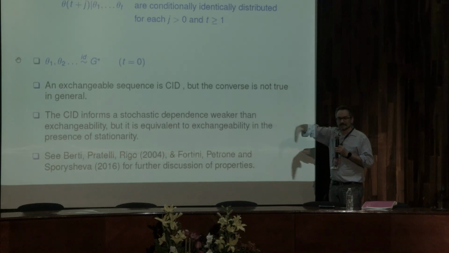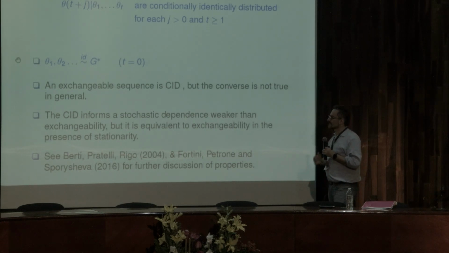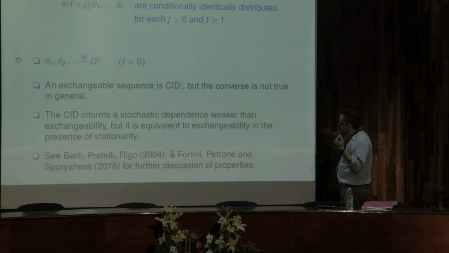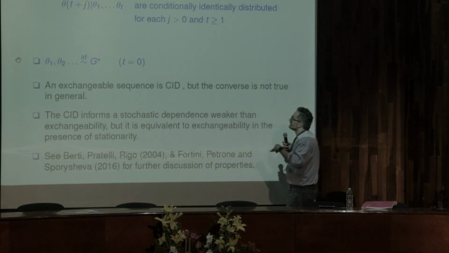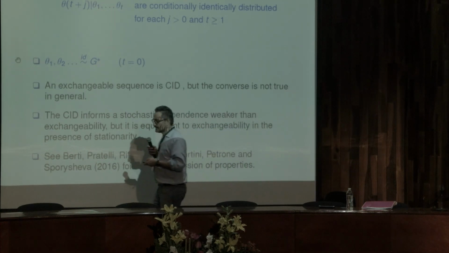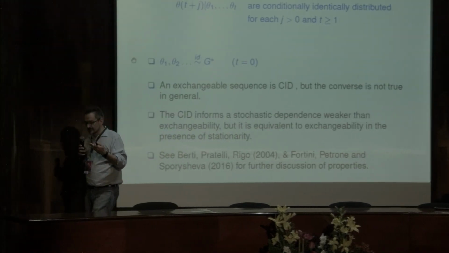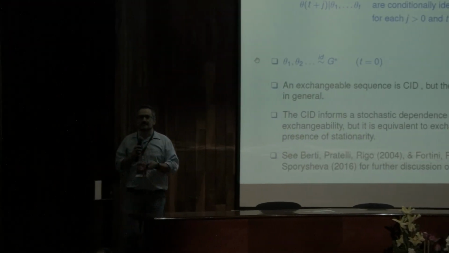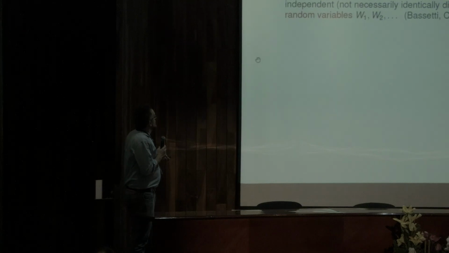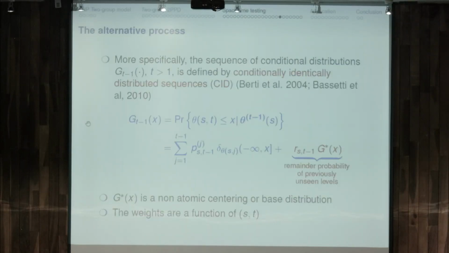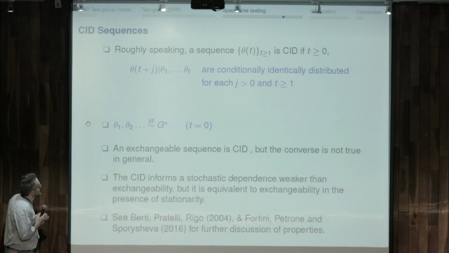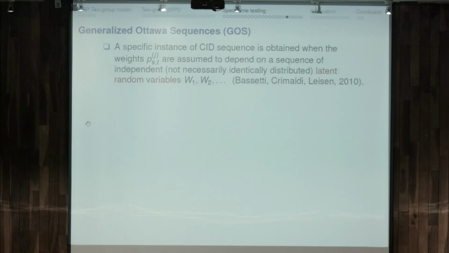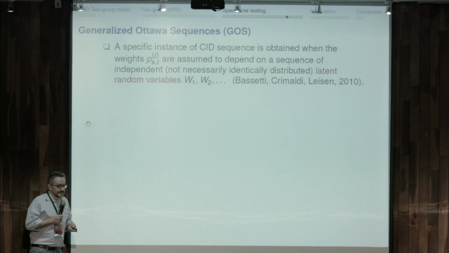And asymptotically, indeed, it's proven that the CID sequences basically are going to be describing asymptotically exchangeable sequences. I mean, to be more precise, functionals of these CID sequences are going to correspond to functionals of exchangeable sequences asymptotically. Okay, so now how can we describe or how can we model this type of objects with weights that change over time? There are a few suggestions in the literature, in particular the generalized Ottawa sequences framework by Bassetti, Crimaldi, and Leisen.